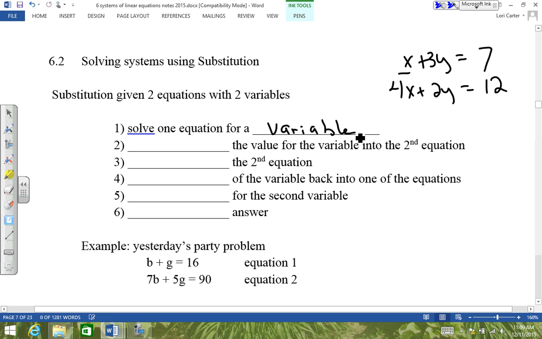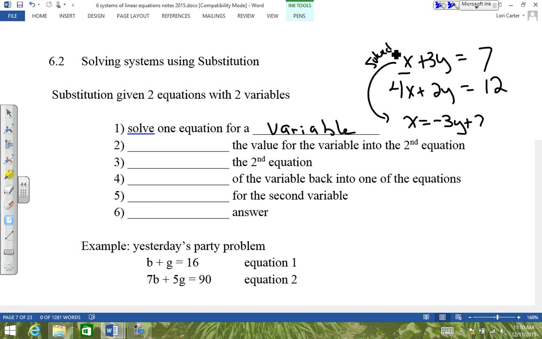Does it matter which variable? No. Could you solve for y? You could, but it's not always the best choice. So we're going to take the first equation and solve that for x. What's my answer? Very good. When I solve this, I get x equals negative 3y plus 7. So you pick whichever one you want. I pick number 1. Does it always have to be the first one? No.